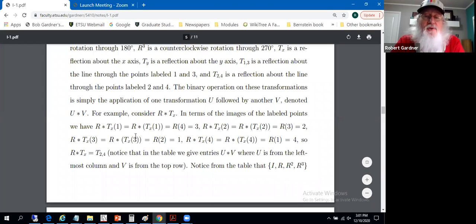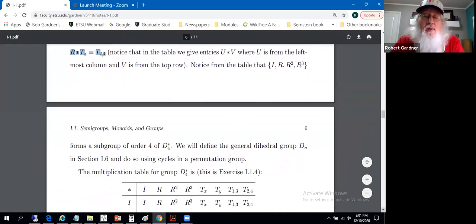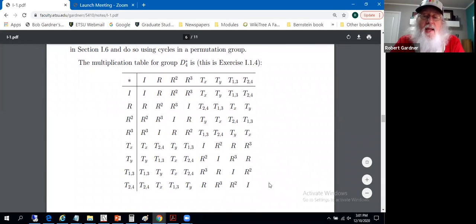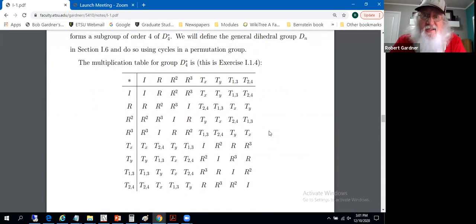Specifically, here's a composition of 2 of the transformations. And you can see by following the way the corners are mapped around, you can pick out that our binary operation gives T sub x is equivalent to T sub 2, 4. I bet you this is not an abelian group. Exercise 1.1.4 in the book, as you go through and confirm, quite tedious in fact, not terribly enlightening either, but here's what you get if you take those 8 operations and multiply them together.